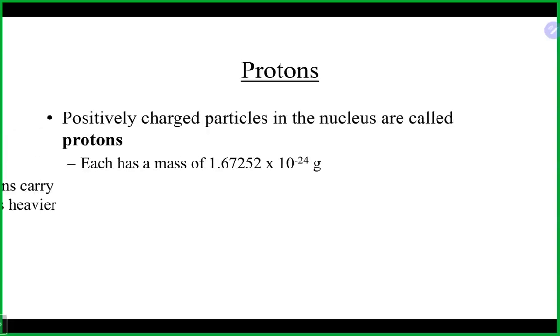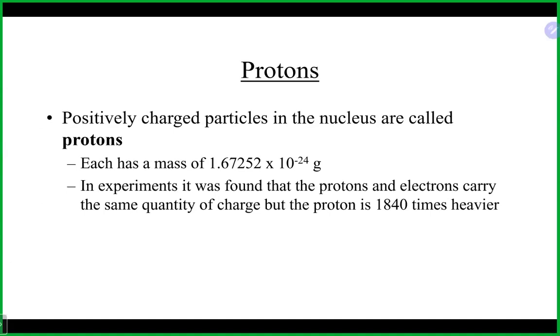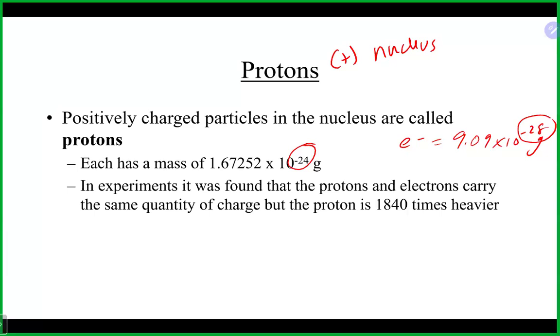Now, as I mentioned before, the proton, which is found in the nucleus and is positively charged, was determined to have a mass of 1.67252 times 10 to the minus 24 grams. If you remember, our electron was in the ballpark of 9.09 times 10 to the minus 28 grams. We could see, as we talked about when we did scientific notation, that the smaller negative exponent means a larger number, so the proton is actually much heavier than an electron. It's about 1,800 times heavier than any electron that's flying around.